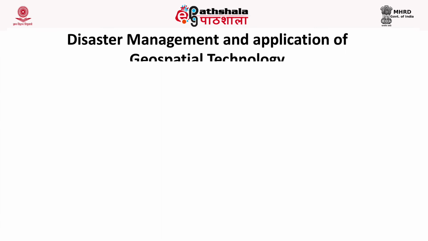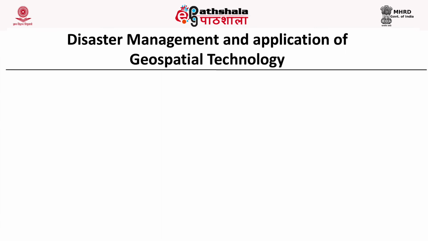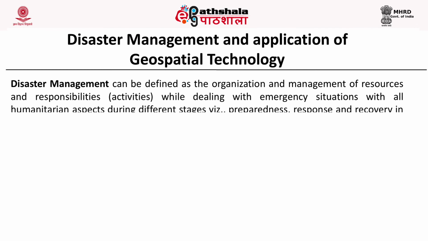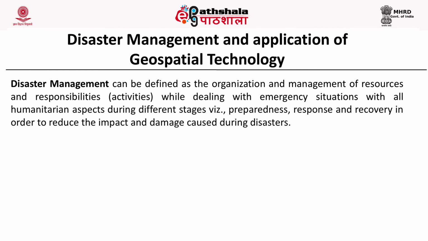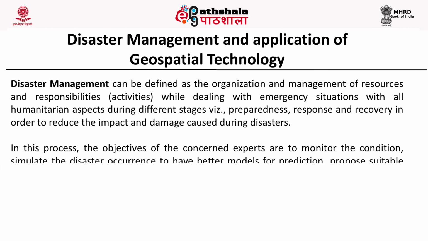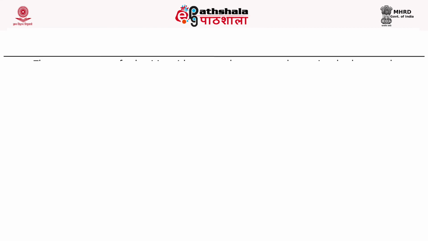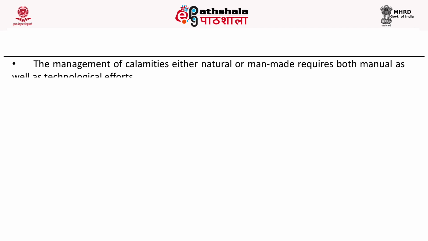So, if we look at the applications of geospatial technology in disaster management, first we have to look at the definition of disaster management. It is the organization and management of resources and responsibilities while dealing with emergency situations within all humanitarian aspects during different stages, for example, preparedness, response and recovery, in order to reduce the impact and damage caused during disasters. So, in this process, the objectives of the concerned experts are to monitor the condition, simulate the disaster occurrence to have better models for prediction, propose suitable contingency plans, and finally prepare a spatial database. So, the management of disasters can be done using remote sensing as well as GIS.